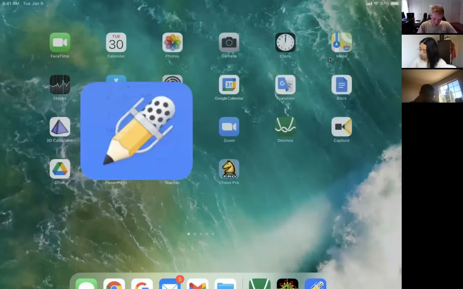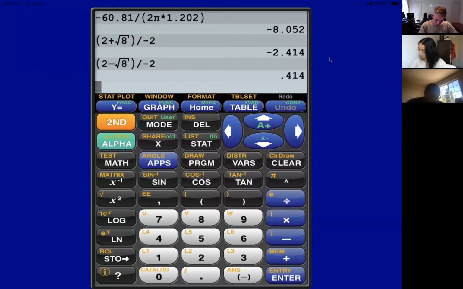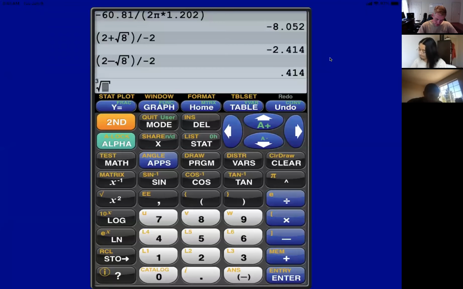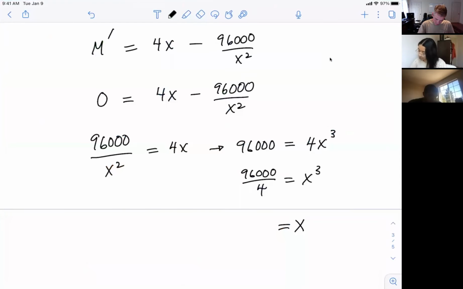So 96,000 divided by 4, and also take the cube root of that. So x is 28.845.